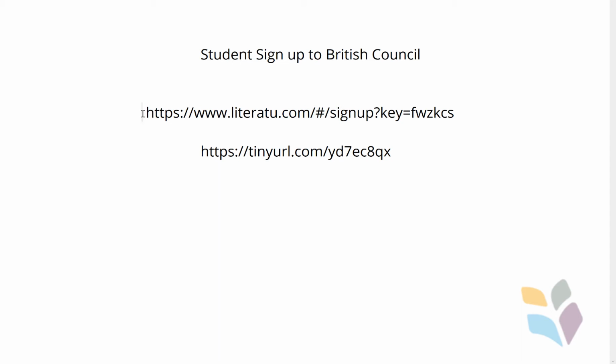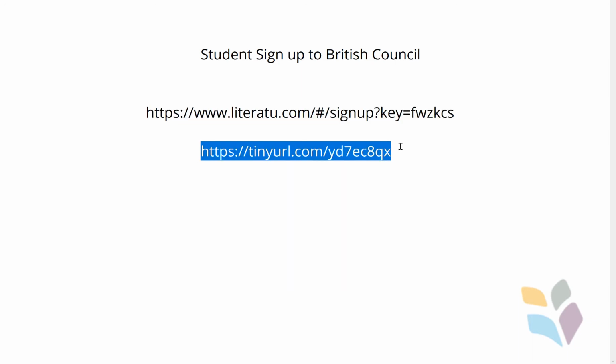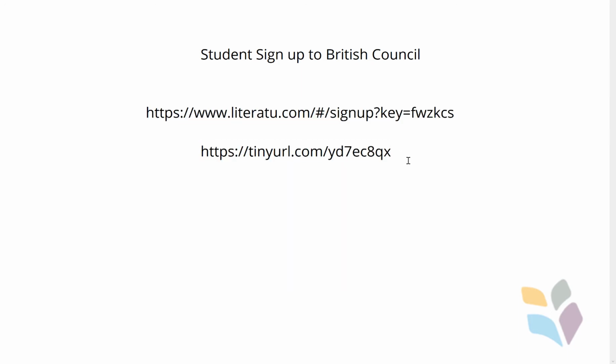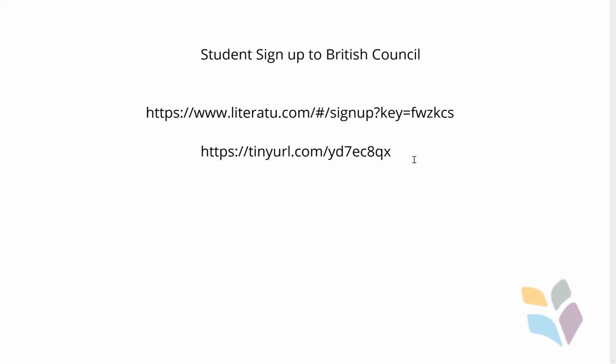So first of all, we send students a link. Now these two links are exactly the same, it's just that one has been made into a tiny link, which is sometimes easier to put into an email, and it makes it easier than having characters being typed in like equal signs and question marks and things like that. So sometimes tiny URL can make a lot of sense when you're sending it out in an email. That's step one. So get a link out to any student who you want to join the British Council community.